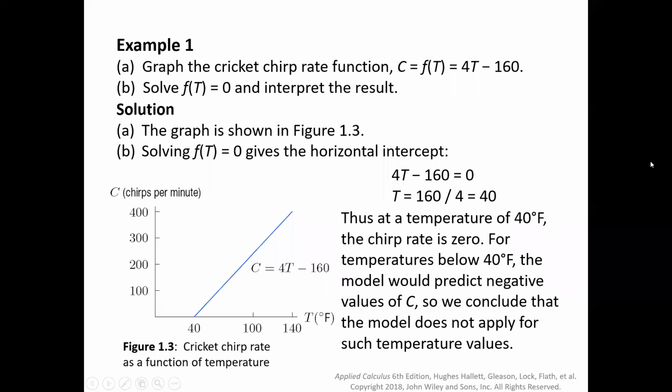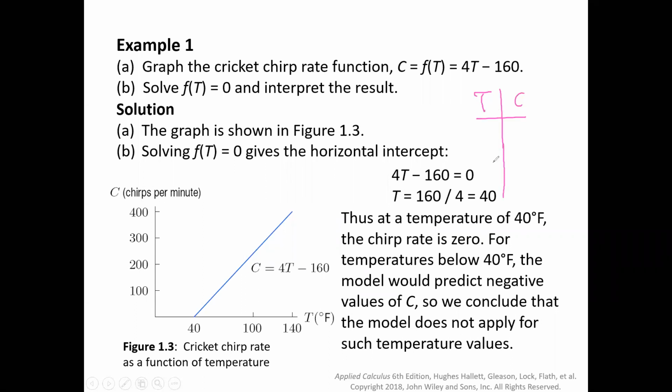All right. So next we have example 1. Graph the cricket chirp rate function f of t is equal to 4t minus 160. Solve f of t equal to 0. Interpret the result. To graph, you can simply make a table of solutions: t and then c. You can pick your value.